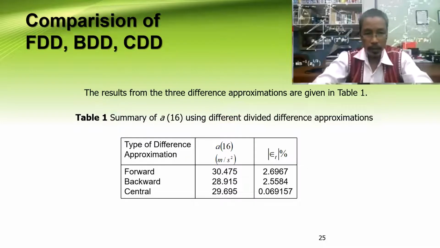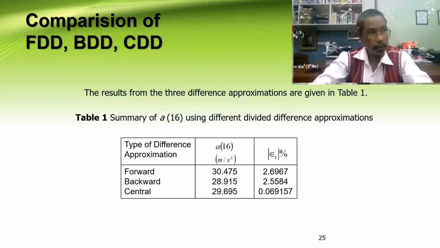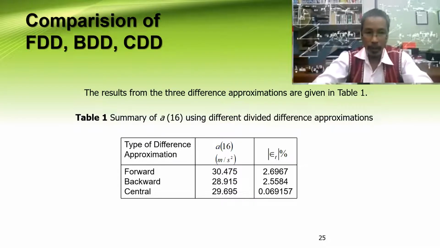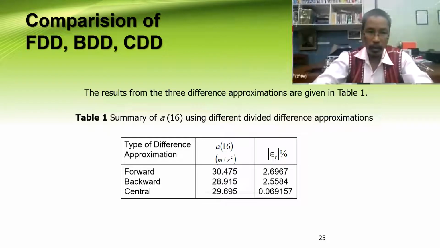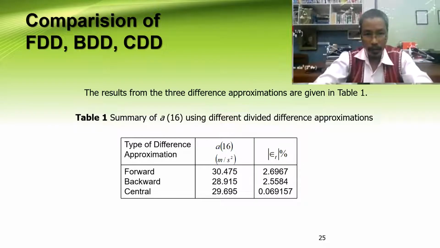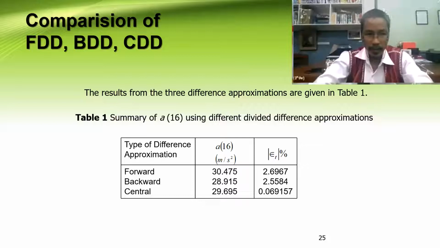In this video, we will compare the three methods that we discussed, and we have an example of those methods: FDD, BDD, and CDD. What do you mean by this? That is forward divided difference, backward divided difference, and central divided difference.